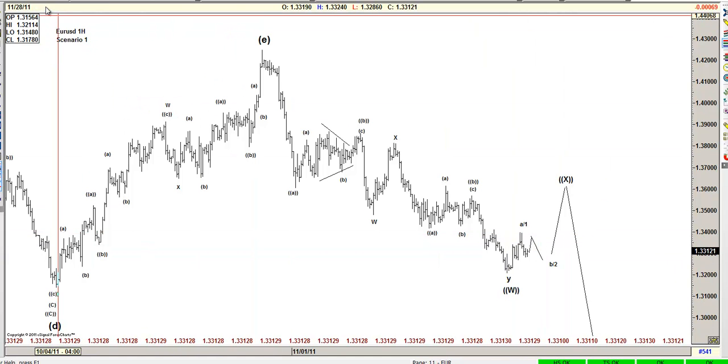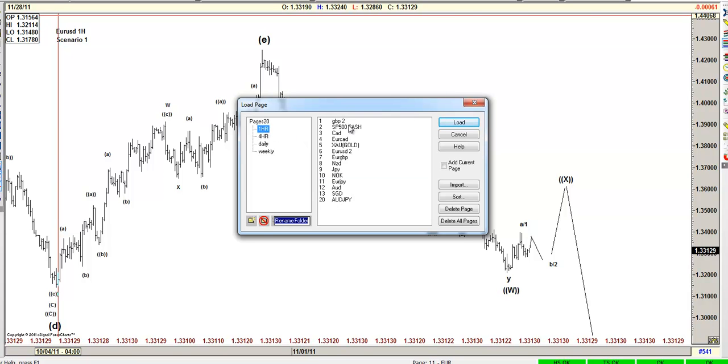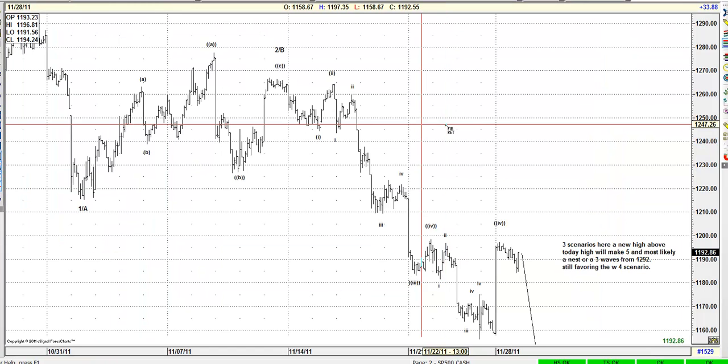Now, let's move on to the S&P. Very important, and I want to get to that level. Look at the S&P.